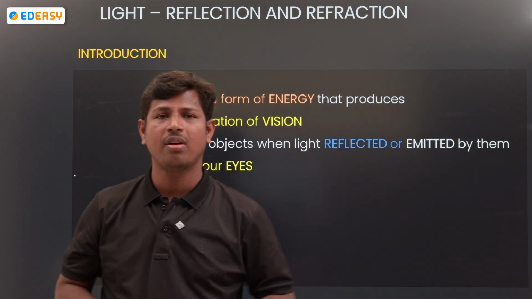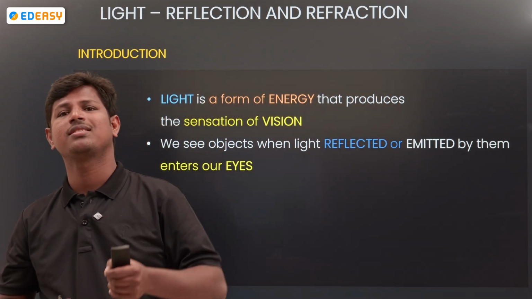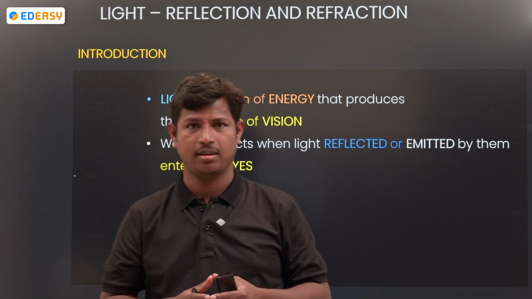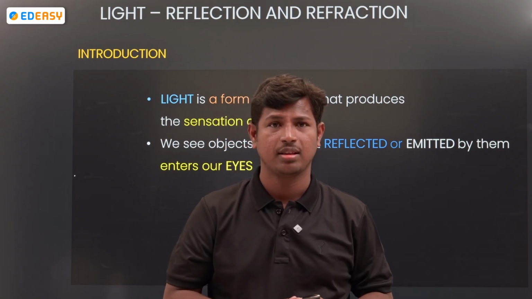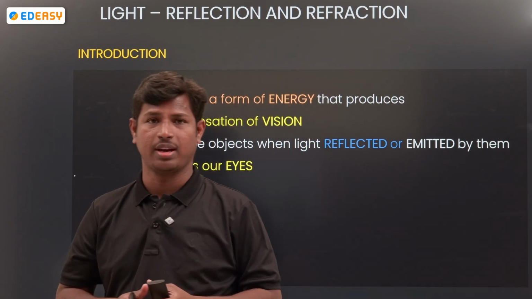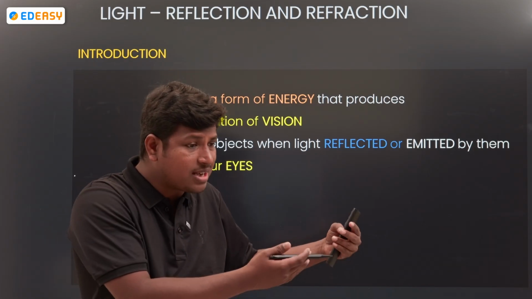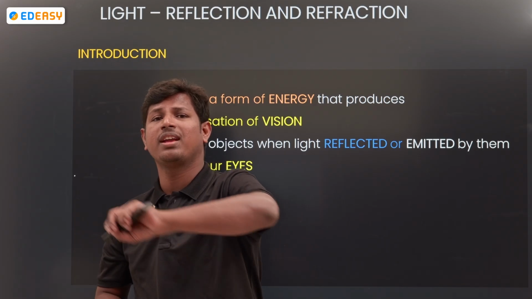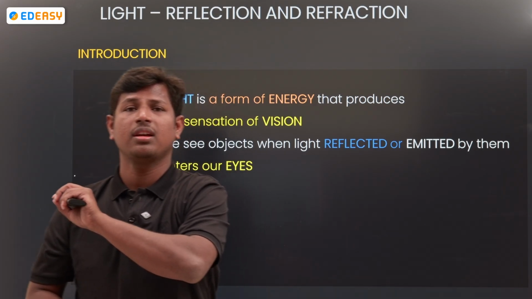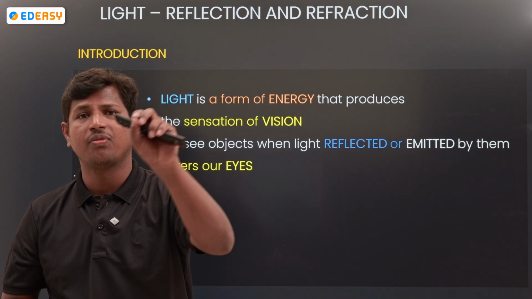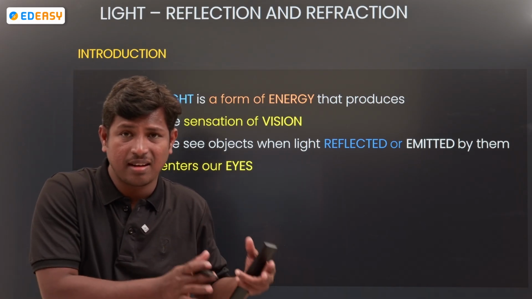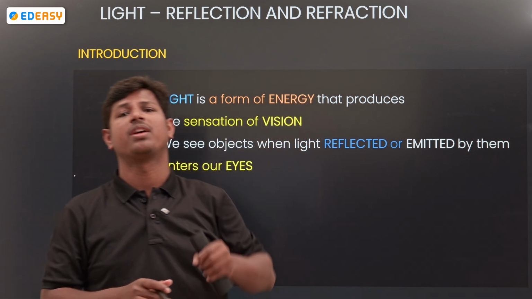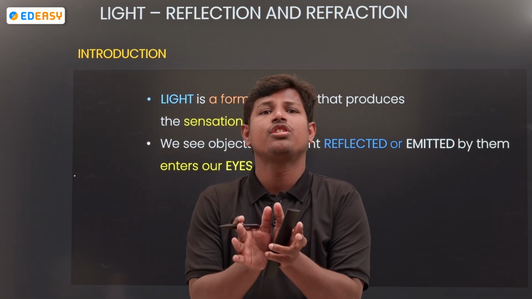Light is a form of energy that produces the sensation of vision. For example, if you want to see anything, light is required. If there is no light, we cannot see what is present beside us. In the absence of light we cannot see anything, and without light it's not possible to identify objects. So light helps us to see what is present around us. That's why light is a form of energy that produces the sensation of vision.